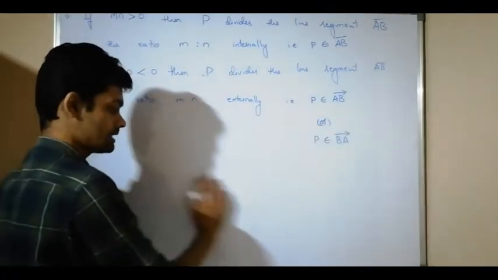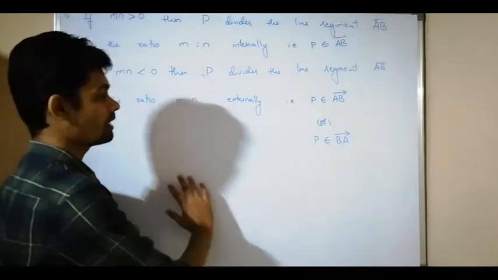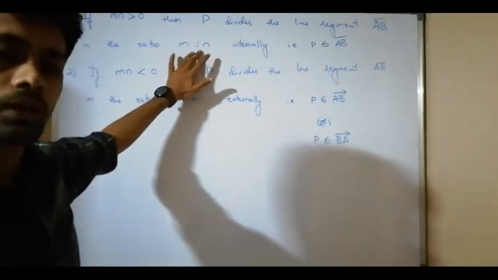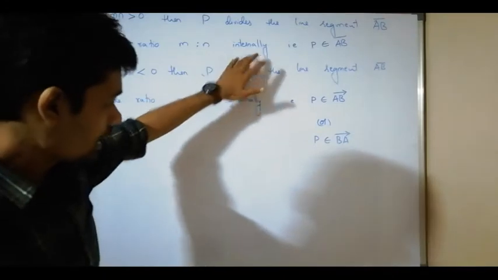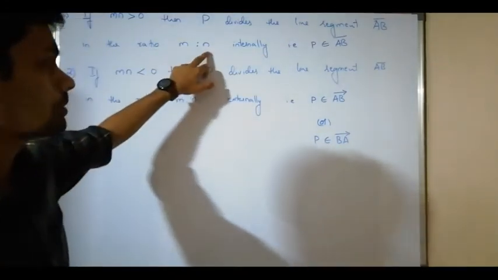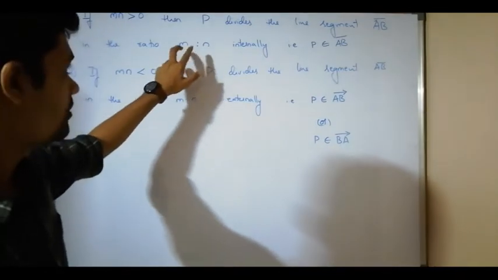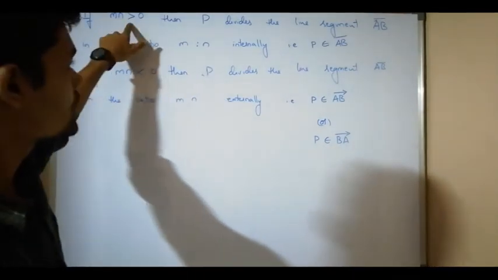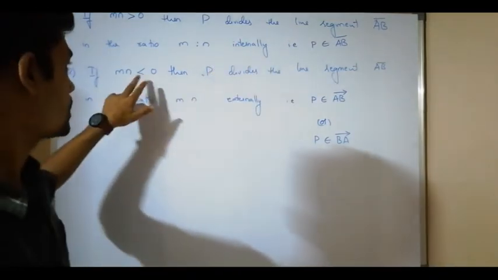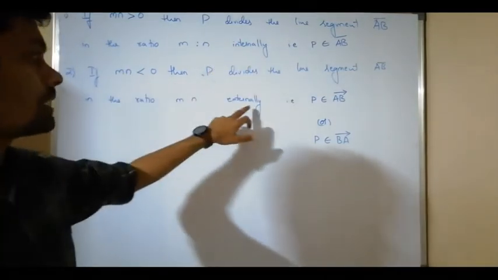If we have a line segment AB and P divides AB in the ratio m is to n, just to check whether P is dividing internally or externally, multiply m into n. If the product of the ratio is positive, then it is internal. If the product is negative, then it is external.